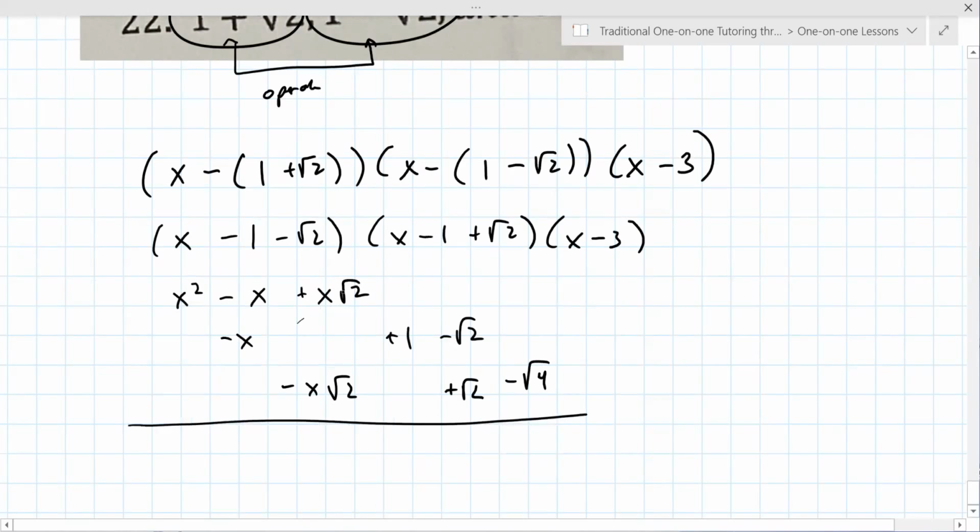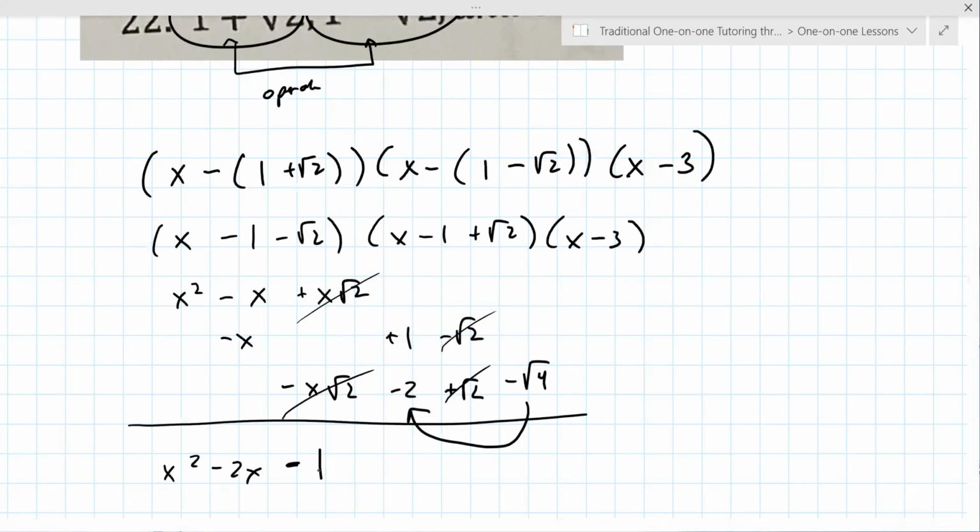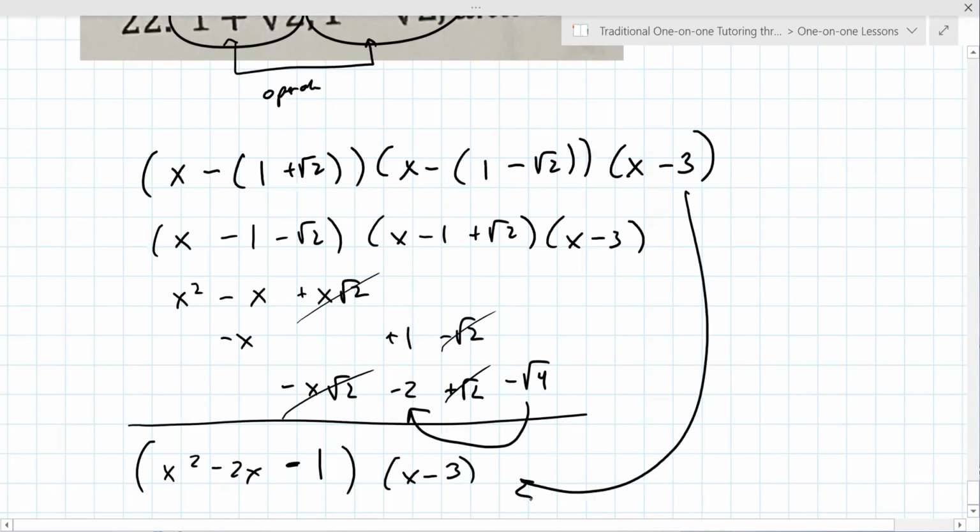Like I mentioned, if you do it right, these cancel. So you get x squared minus 2x. Now this minus square root of 4 is really minus 2. So we can bring that right there. That's minus 2. And that gives you minus 1 for that. Okay, but we're not done because we still got this x minus 3. We bring that down from this line here.